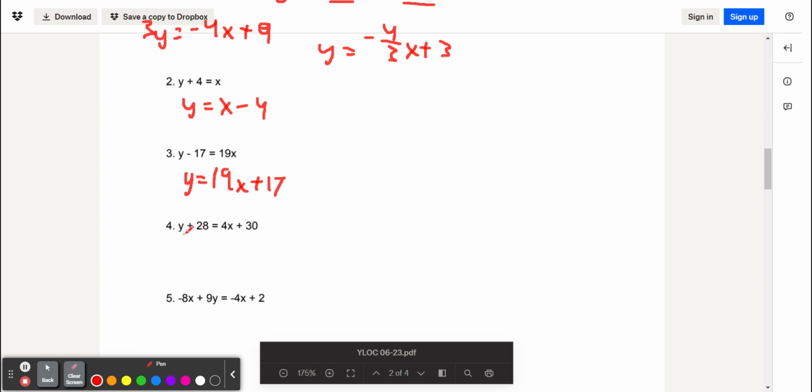Problem number 4, we have y plus 28 equals 4x plus 30. In this problem, it's just like the previous ones. We're going to isolate the y by subtracting 28 from both sides. So y equals 4x plus 2, because 30 minus 28 is 2.